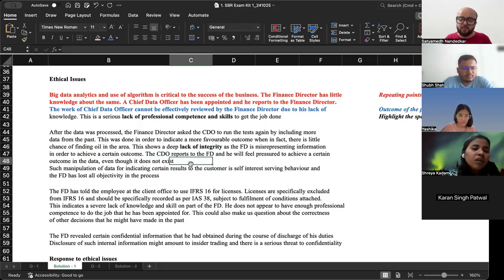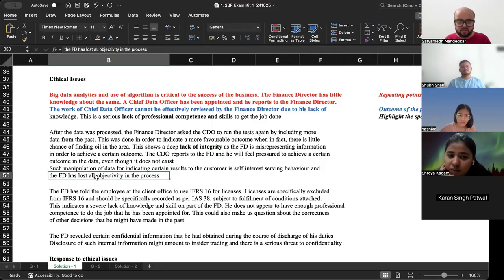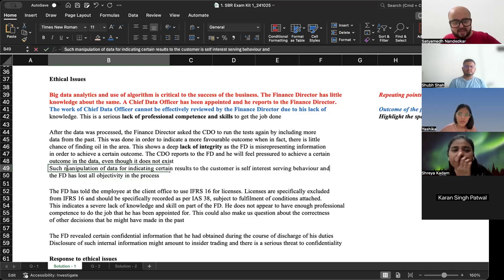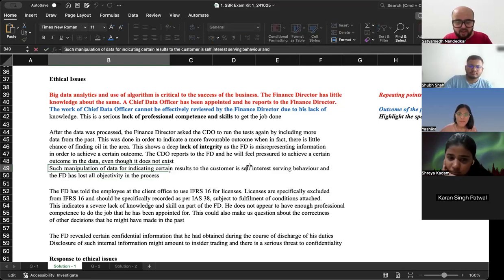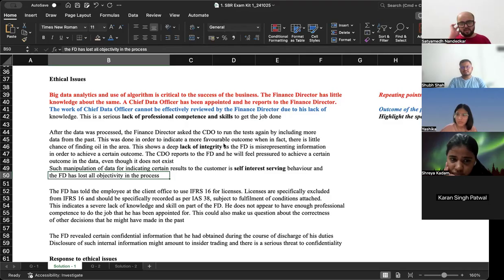The CDO reports to the finance director and he will feel pressured to achieve a certain outcome in the data even though it does not exist. Since manipulation of data for indicating certain results to the customer is self-interest serving behavior, and the finance director has lost all objectivity in the process. Now, why did I use the word self-interest serving behavior? See, if he gives a favorable report, there is a chance that the customer will end up signing up, right?